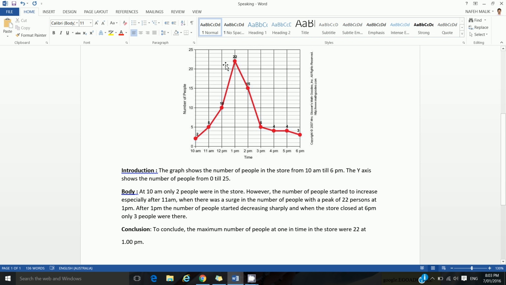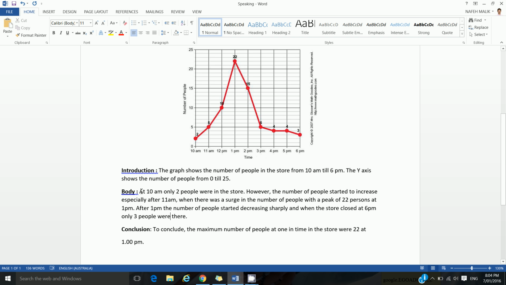So the significant thing is the peak. Can you see the peak? 22 at 1 p.m. You have to explain that. Then you have to explain the dip that goes, and the end thing. So the start thing, the surge or the increase, the top, the climax or the optimum point, the decrease, and at what it ends.